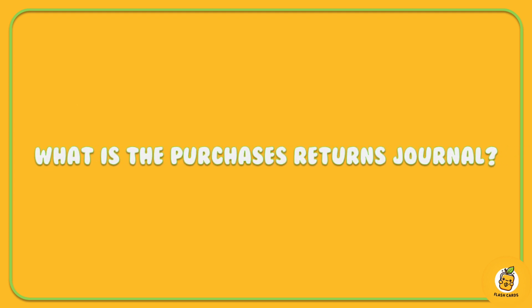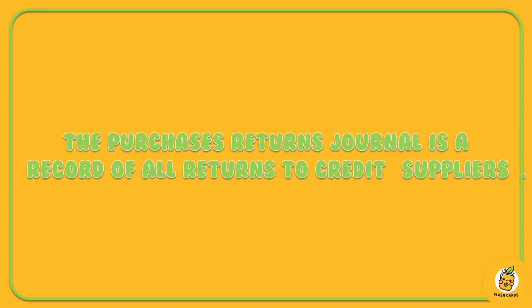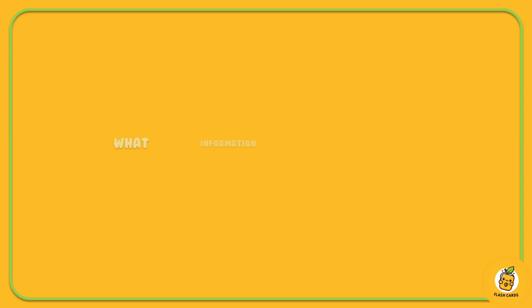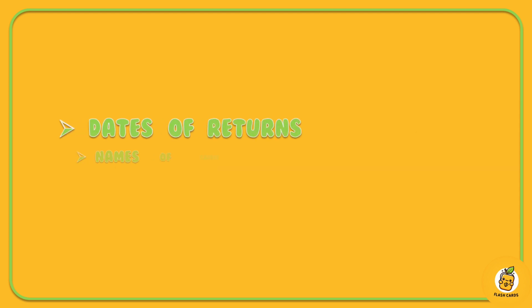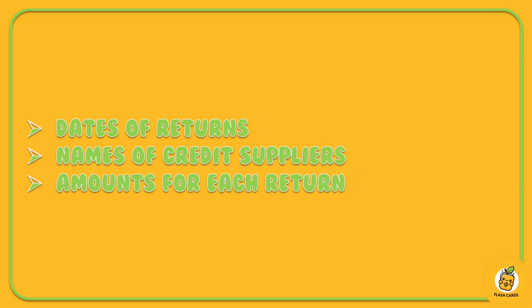What is the purchases returns journal? The Purchases Returns Journal is a record of all returns to credit suppliers. What information does the Purchases Returns Journal contain? Dates of returns, names of credit suppliers, amounts for each return.